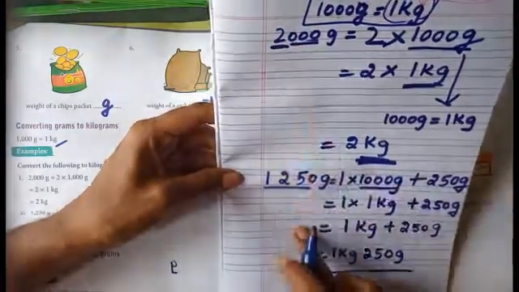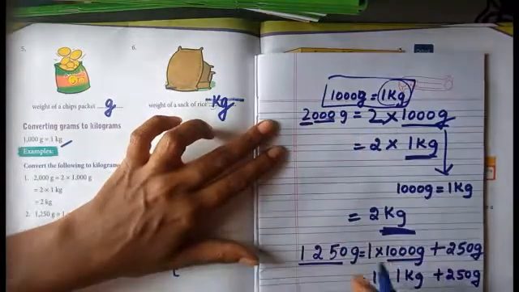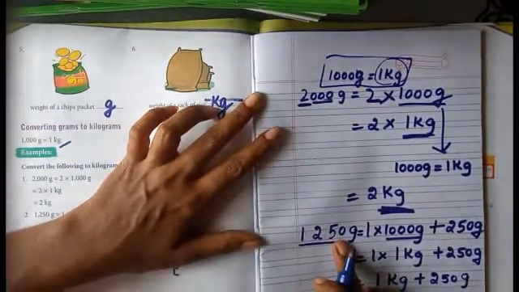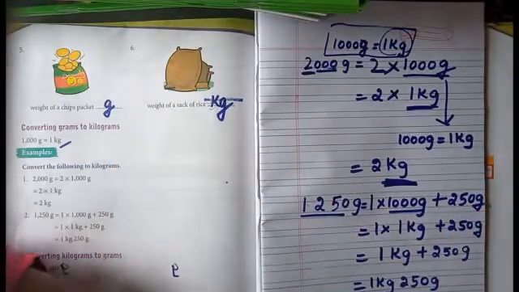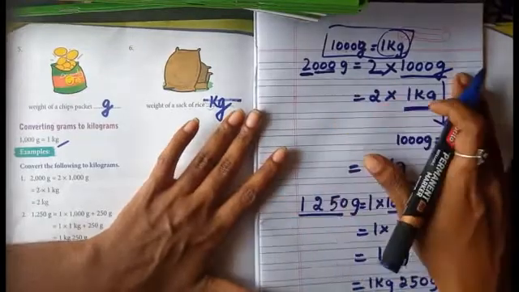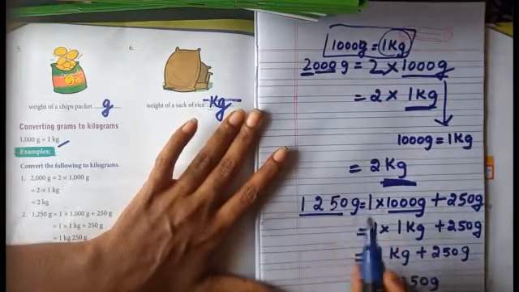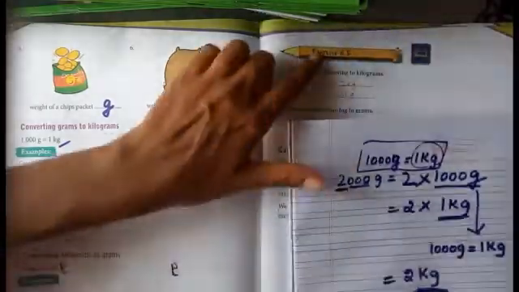Okay, two methods are there. One method is when it is given as 0, 0, 0. Another method is when some numbers are given. If numbers are given, you have to split 1000 plus some number. If it is 1000, no need to split. If a number is given, you have to split like this. Okay, understood? Shall we go for the exercise sum? See here.